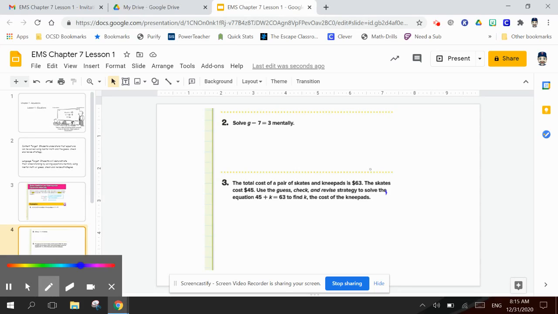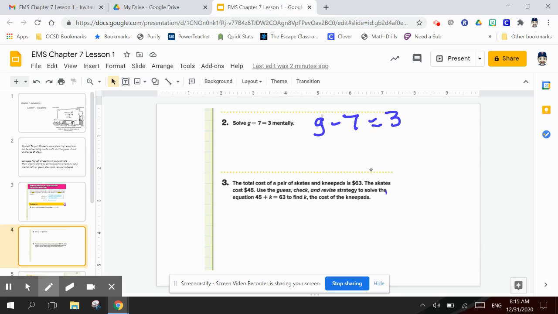So when I look at example 2, it says solve g minus 7 equals 3 mentally. Well, g, since it's at the beginning, has to be a large number. I have to have a large number to subtract 7 to equal 3. So to solve for g, I have to use addition. So to solve for g, I want to add 7 to both sides. I want to get my variable by itself. I want to get the g by itself. In order to do that, I have to do the opposite of subtract 7, which is to add 7.